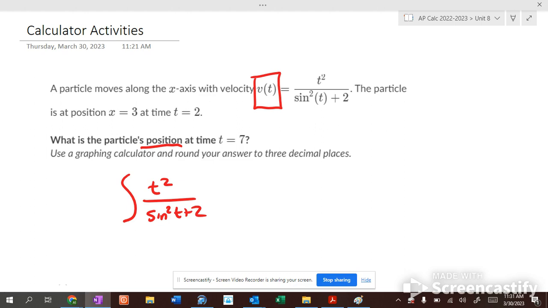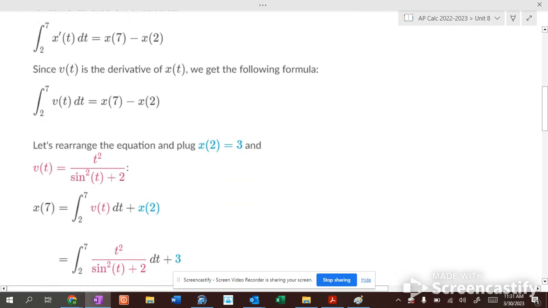But where do I go with it? Well, I'm going from time 2 to time 7. So I must have to go from 2 to 7. And I started out at position 3, so I must have a 3 in front. Okay, see how all that works?